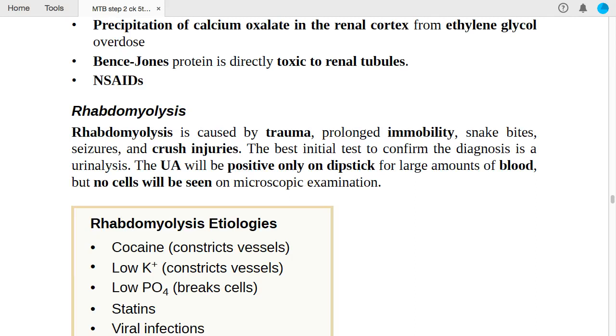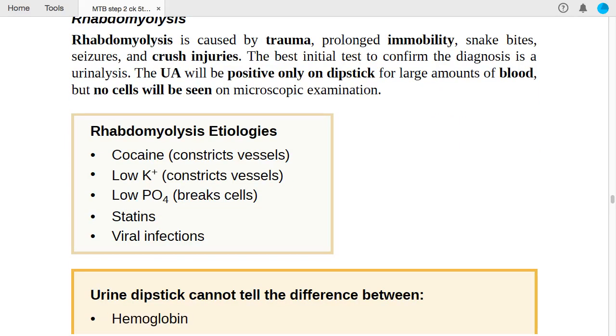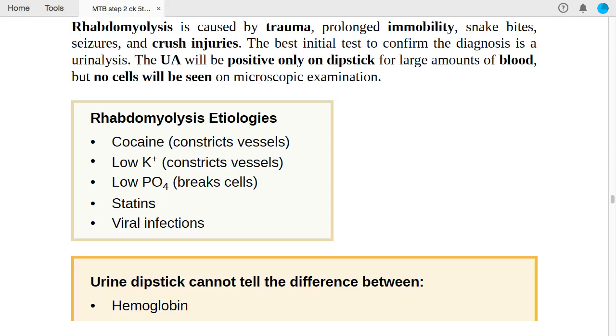The urinalysis will be positive only on dipstick for large amounts of blood, but no cells will be seen on microscopic examination. So we are going to see a large amount of red blood cells, especially positive on dipstick, but not visible under the microscope. Now, these are the rhabdomyolysis etiologies. Etiologies that can lead to rhabdomyolysis, like cocaine that constricts vessels, low potassium, low phosphate, statins, viral infections. These are all the things that can lead to rhabdomyolysis.